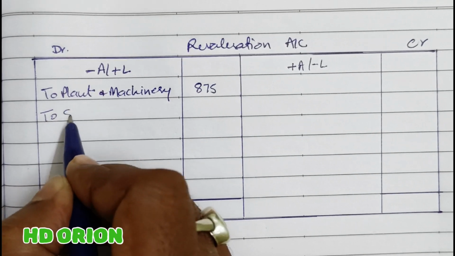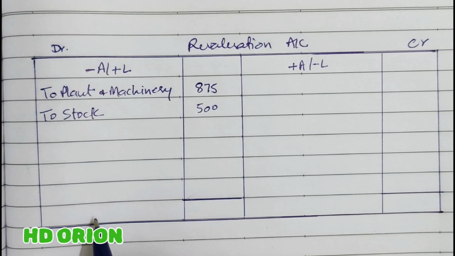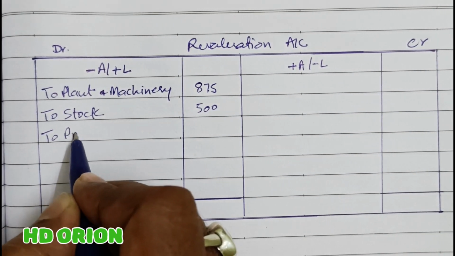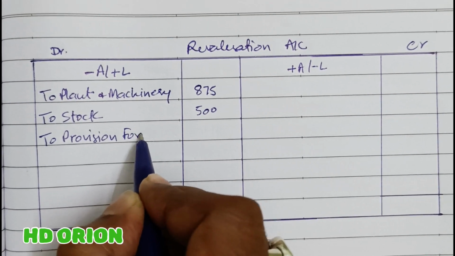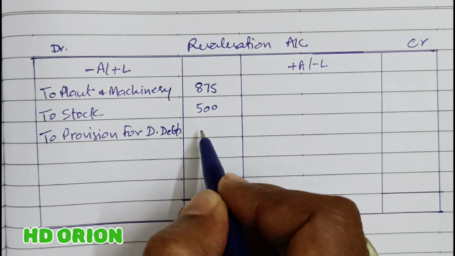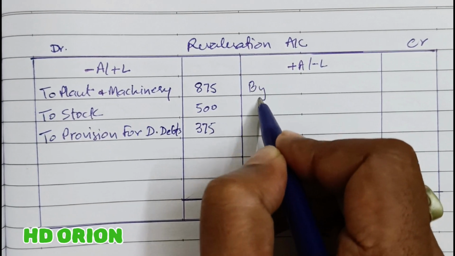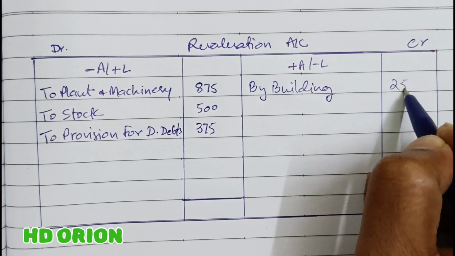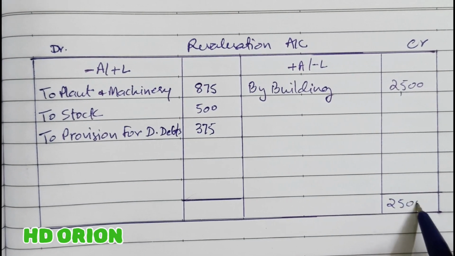And stock is also decreasing. 10,000's 5% is rupees 500. And there is an increase in liability, so to provision for doubtful debts. Doubtful debts, it is 5%, no, amount is given, 375. And the value of building is increasing by 10%. So 25,000's 10% is 2,500. That's it. Grand total will be 2,500.